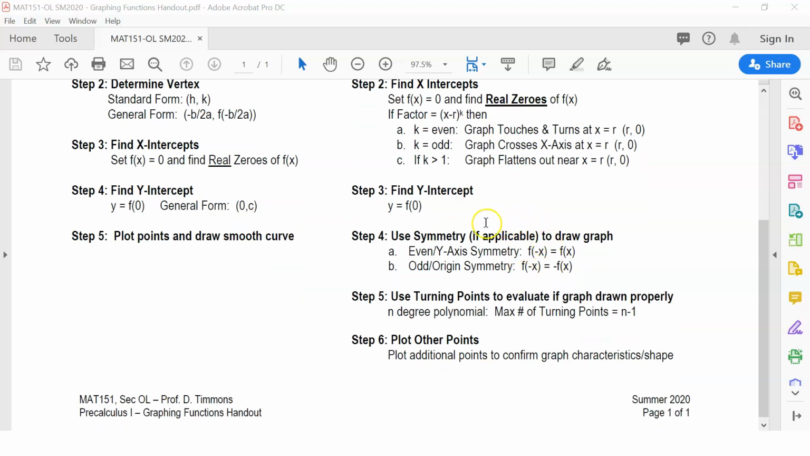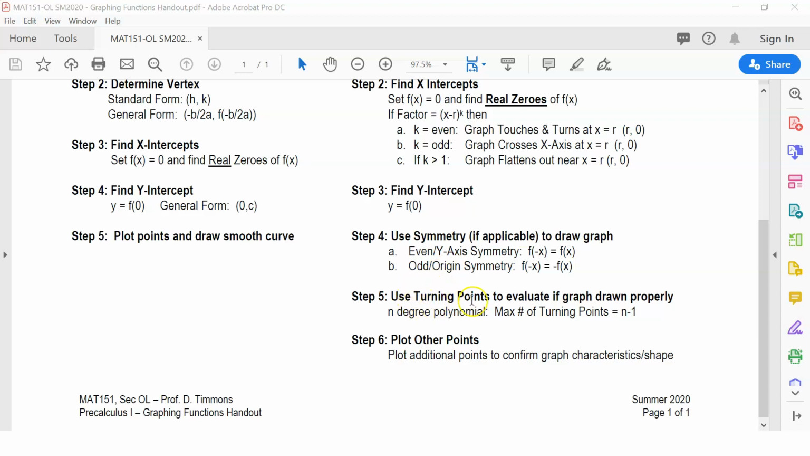And then steps 4 and 5. Step 4 was symmetry. This is usually most useful if you have even or y-axis symmetry. Sometimes you can have origin symmetry. Very often you will have neither. So the symmetry step maybe not quite as important in all problems as some of the other steps.